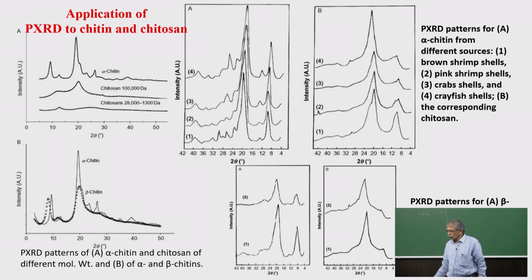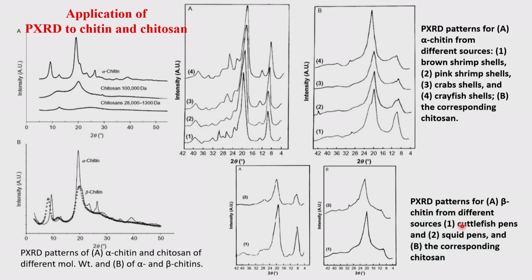Okay, so here is beta chitin, again from two different sources, cuttlefish pens and squid pens. And this is for the beta chitosan, the corresponding chitosan. So you can see that depending upon the source from which these are isolated, your diffractogram signatures will vary. This is very important. But that particular phase can be cross-checked in the literature.